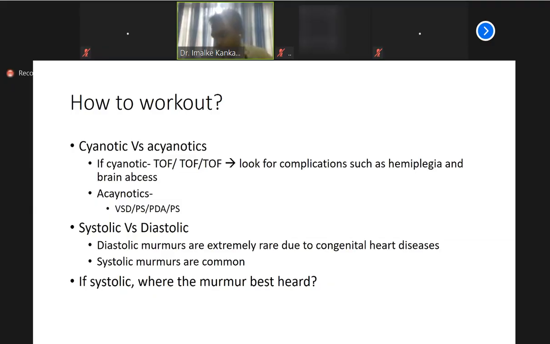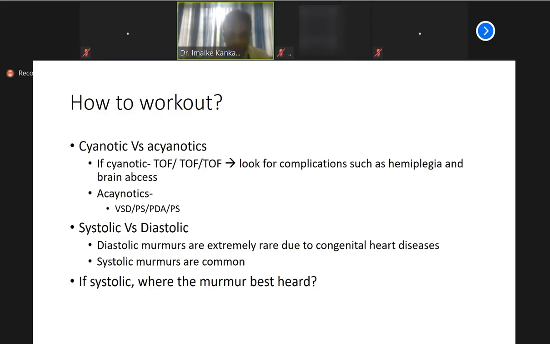So how to work out? Now you know a large number of disease conditions, but when it comes to exam, it will be around 4-5 diagnoses. So you are correct. Even if you don't hear anything, there's a chance for you to give the correct answer about probably 25 to 30% of the time. If you find cyanosis, unless proven otherwise, your diagnosis is tetralogy of Fallot.